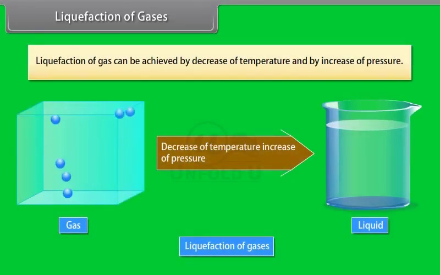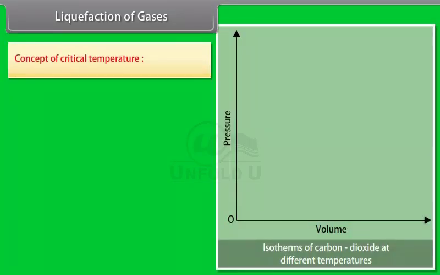Liquefaction of gases. Liquefaction of gas can be achieved by decrease of temperature and by increase of pressure. Concept of critical temperature. At a low temperature, 13.1 degrees Celsius, CO2 exists as gas at low pressure as shown by point A. As the pressure is increased, the volume of gas decreases along the curve AB. At point B, liquefaction starts. Hence, volume decreases rapidly along the line BC. At the point C, the liquefaction is complete.